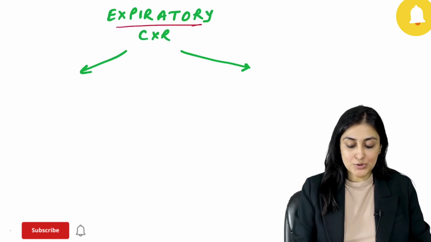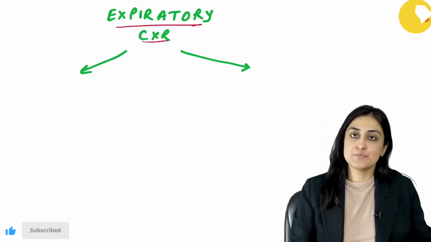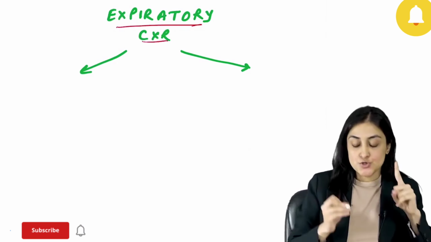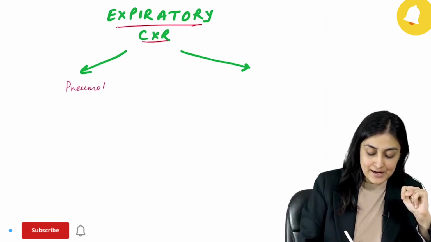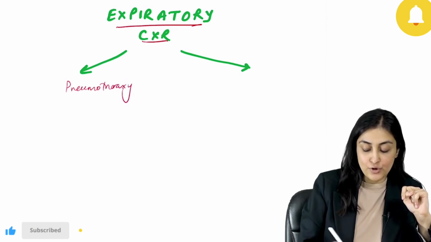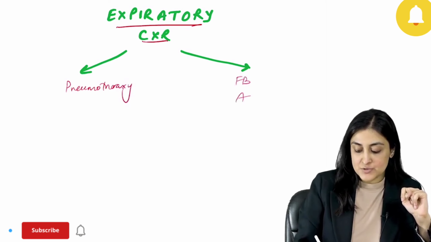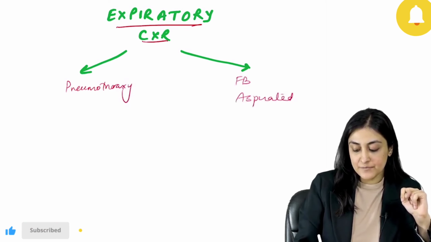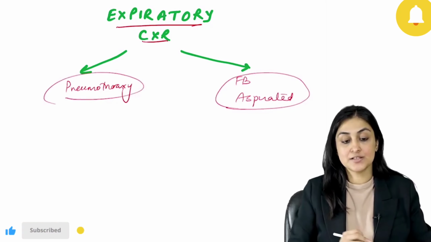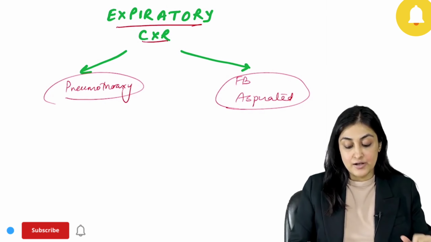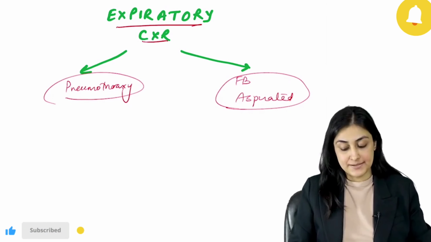Now let's talk about the only two indications where we do expiratory chest X-ray so that you remember. So expiratory chest X-ray, one is done for pneumothorax and secondly it is done for foreign bodies. When you have foreign bodies which are aspirated by children, again you want to do an expiratory chest X-ray to better visualize it. So these are the two indications of doing an expiratory chest X-ray.